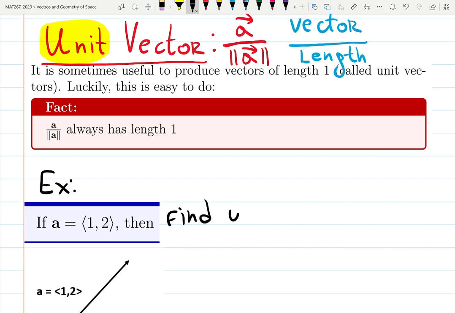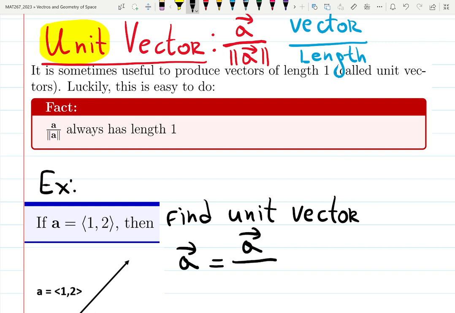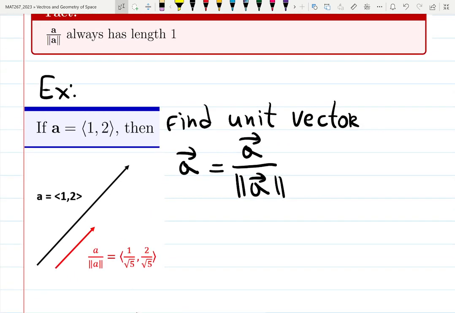Find the unit vector A. You literally need to know one formula. That's it. A over A, vector A over size of vector A, or magnitude. And now you just proceed with calculations. So it has 2 steps. Step 1, find the length of A, because you cannot divide by something you don't know. And then step 2, actually perform the division.